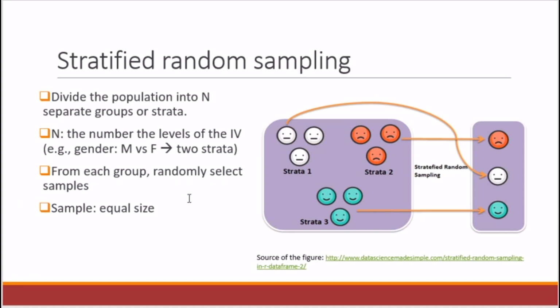In stratified random sampling, you divide the population, let's say this is your population, into n separate strata. So this is stratum 1. This is actually stratum, it shouldn't be strata. Stratum 1, stratum 2, and stratum 3. Note that members of each stratum have the same features.